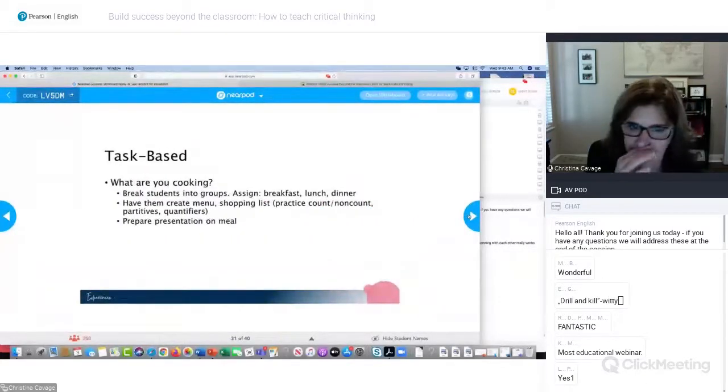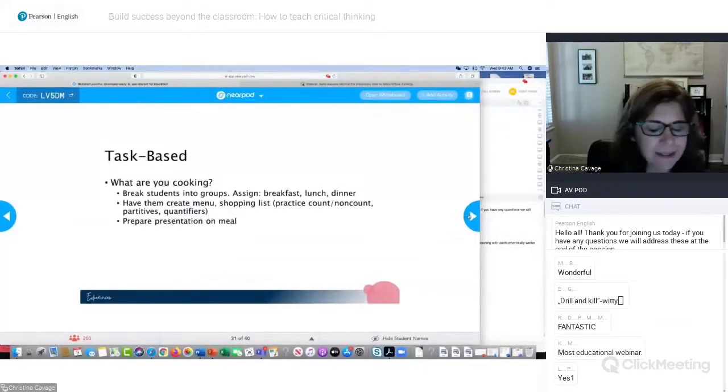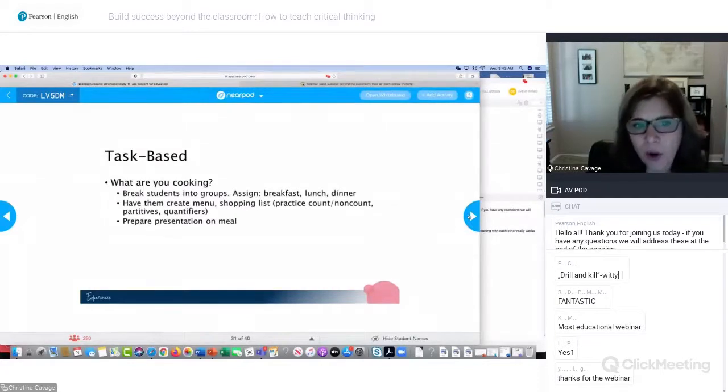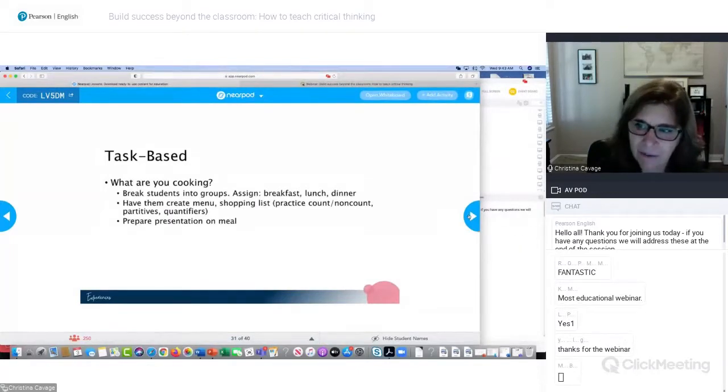So task-based, for example, if I am teaching count and non-count nouns, or partitives or quantifiers, I might break my students into groups. I might break a group for breakfast, a group for lunch, and a group for dinner. I'm going to ask them to create a shopping list for me. And then after they have a shopping list, they're going to need to prepare a meal for the class. So they won't actually prepare the meal, but if they were to prepare the meal, how would they prepare it? And even describe what that meal would smell and taste like. So this task base might take one class period or maybe two class periods.